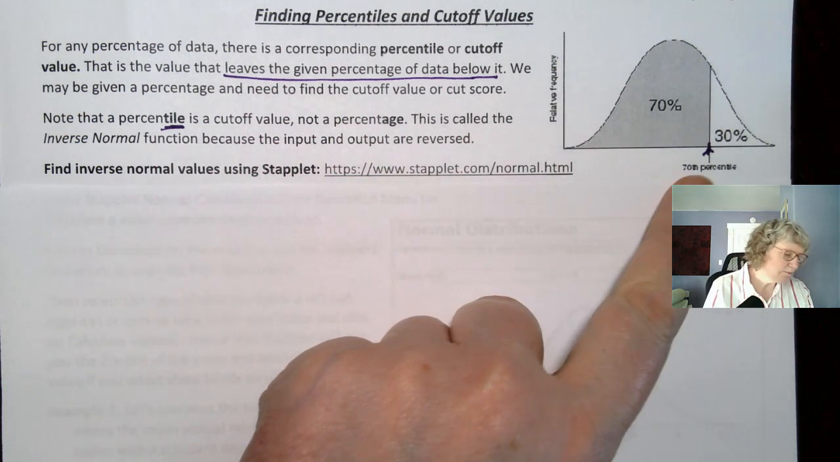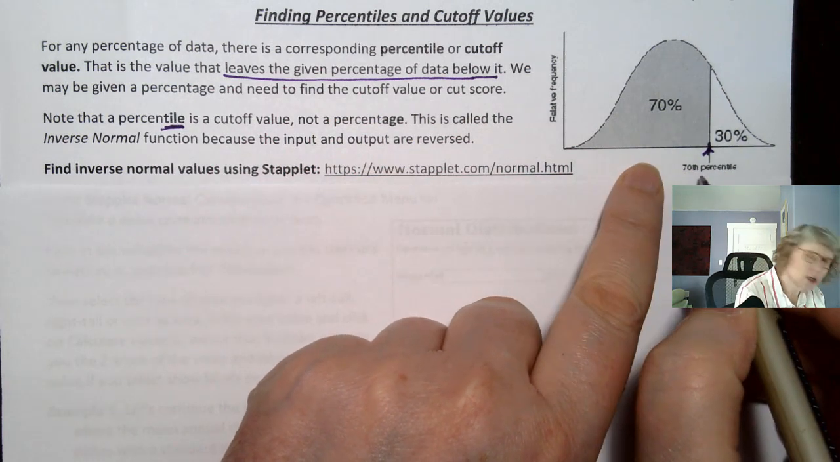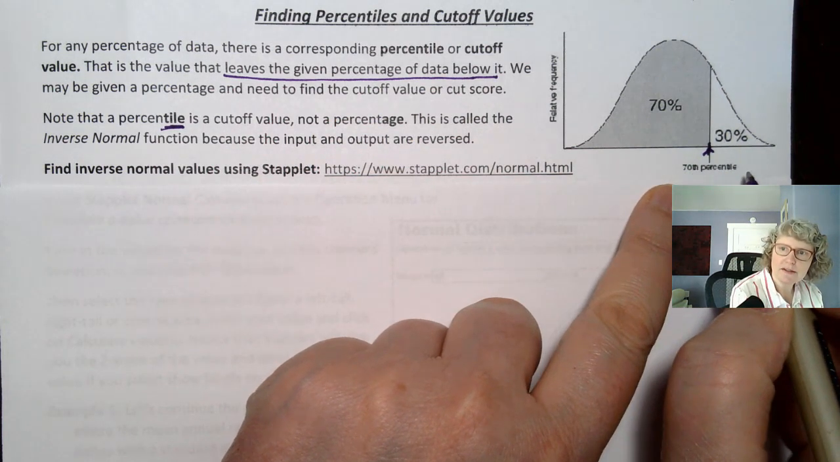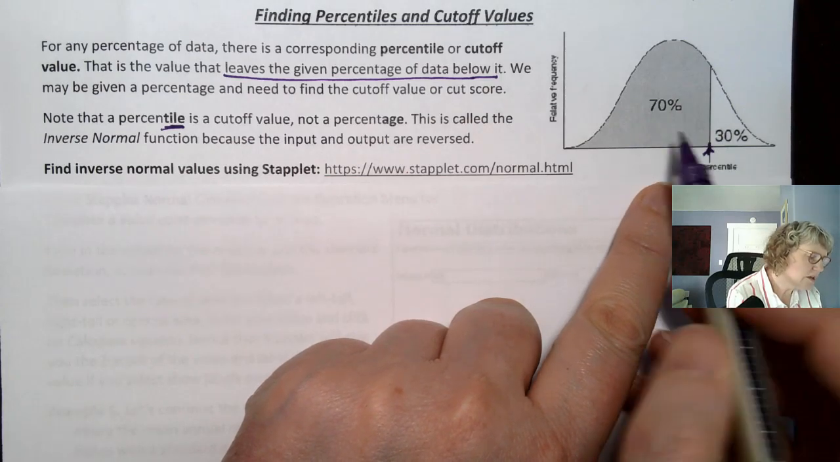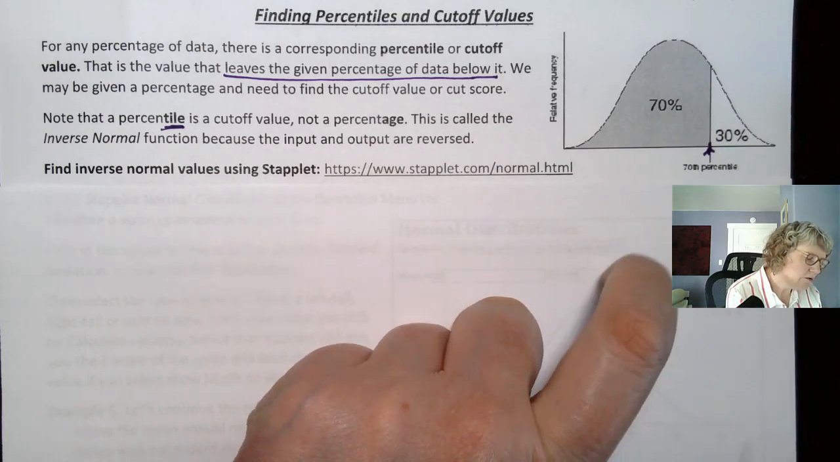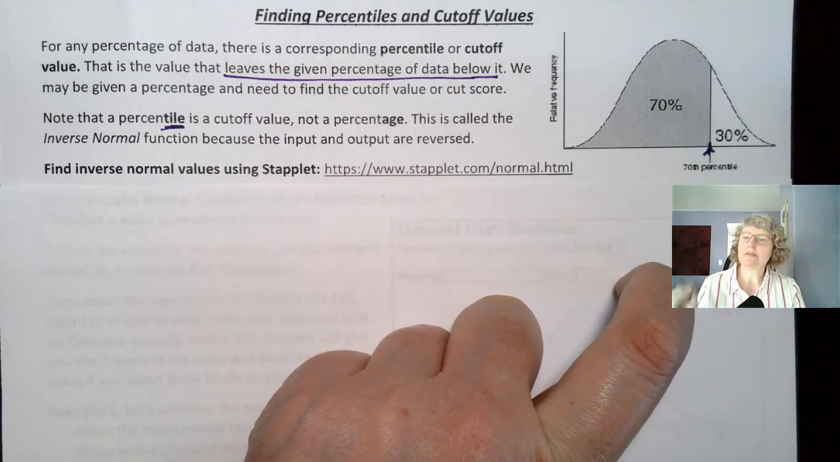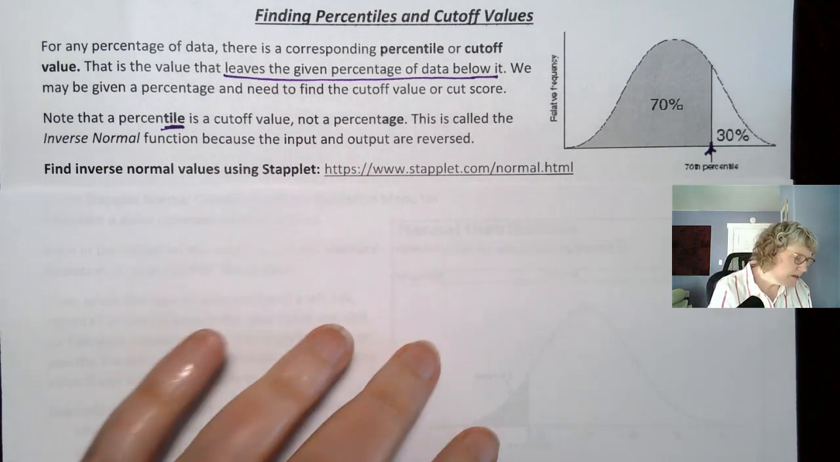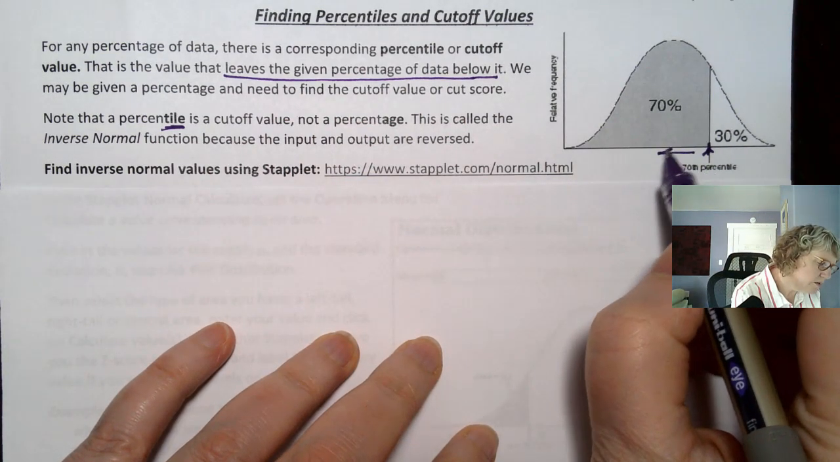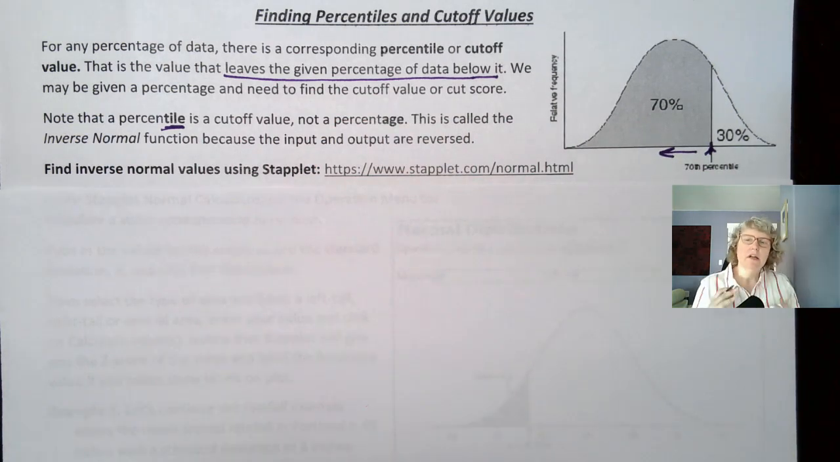We would say, this score right here is the 70th percentile. So we're using the percentage 70%, but the actual percentile is the value that cuts off the bottom 70% from the top 30%. And percentiles are always below. So if you're looking for a percentile, you're always putting that area to the left.